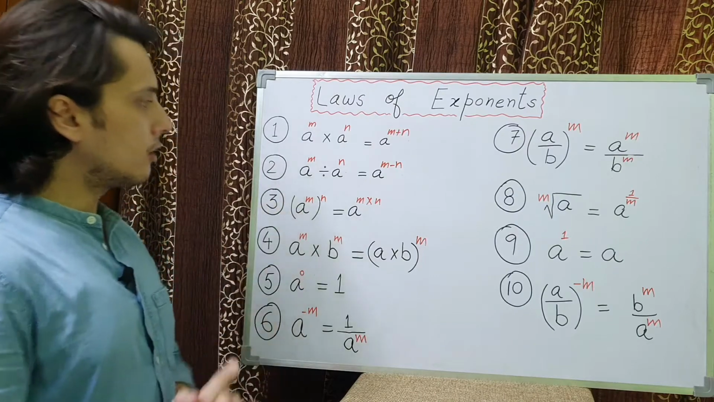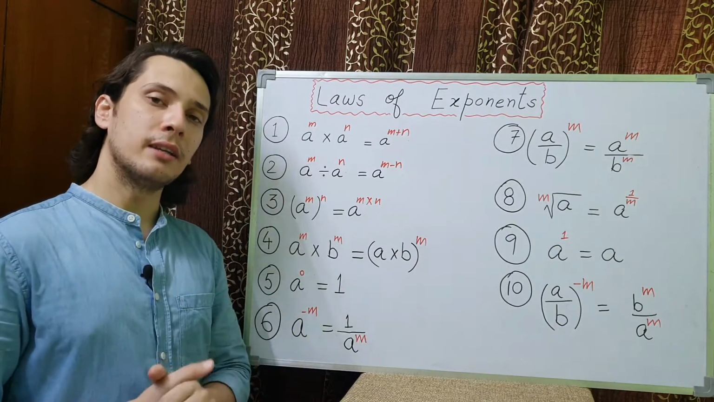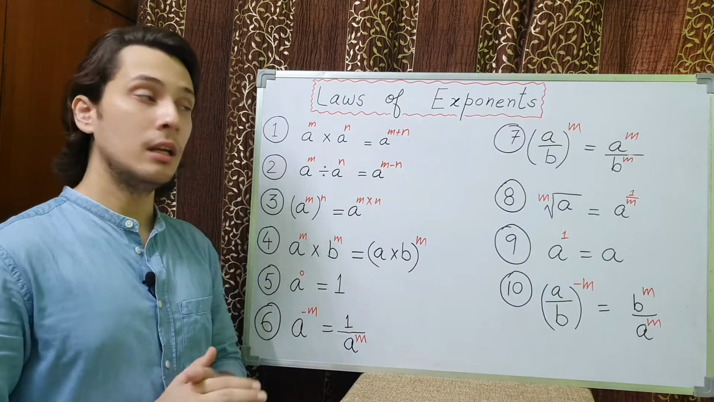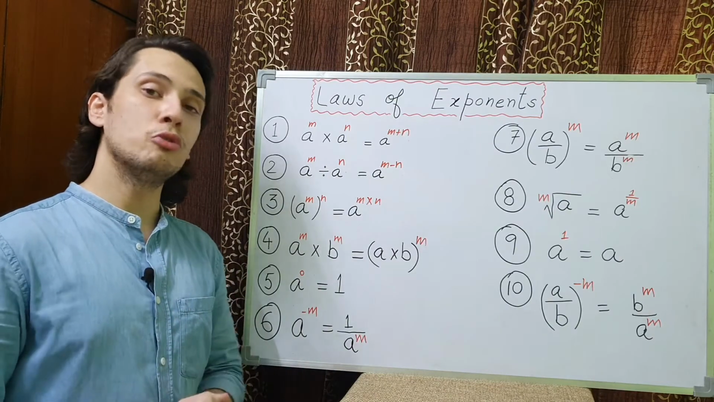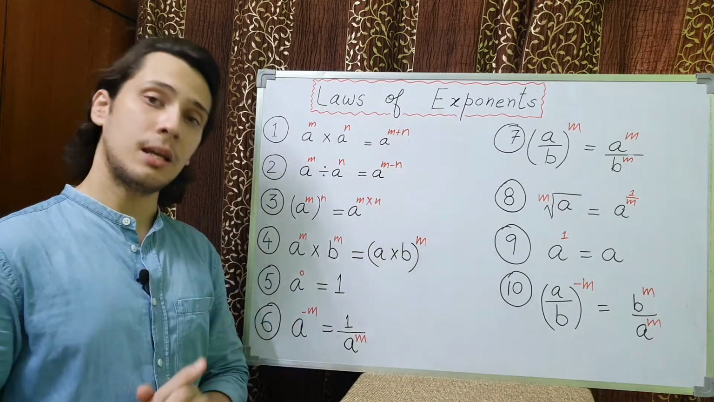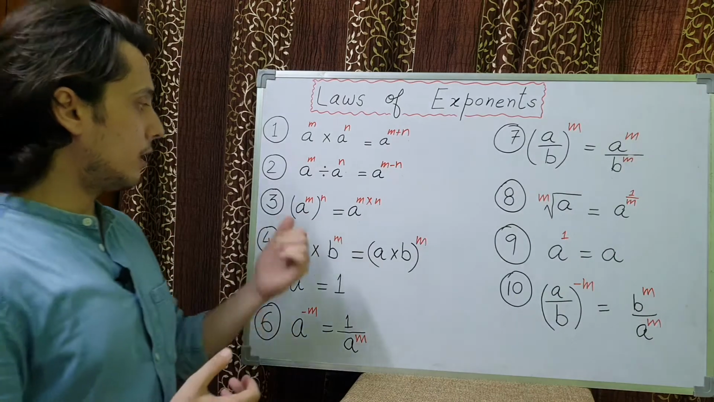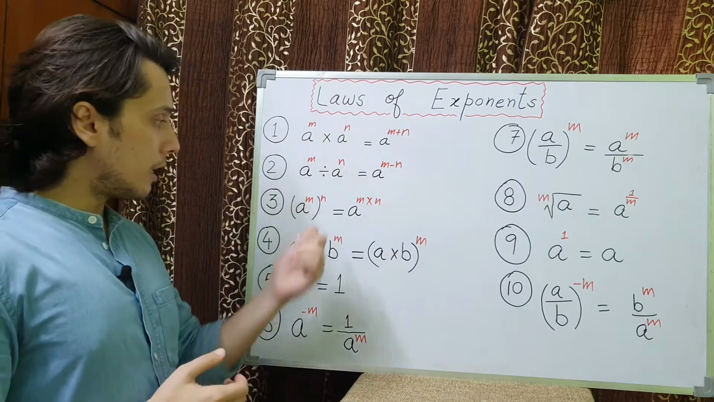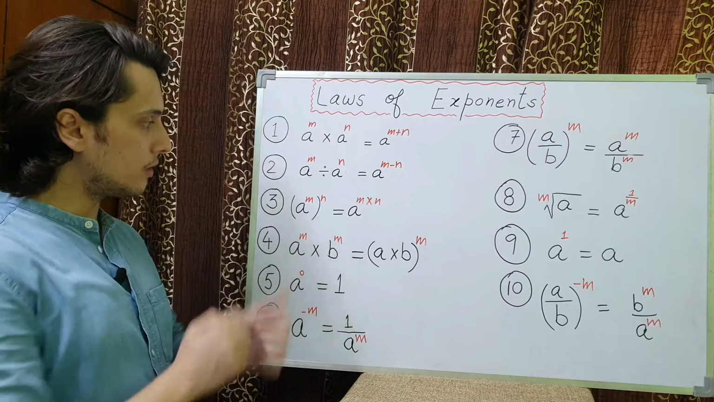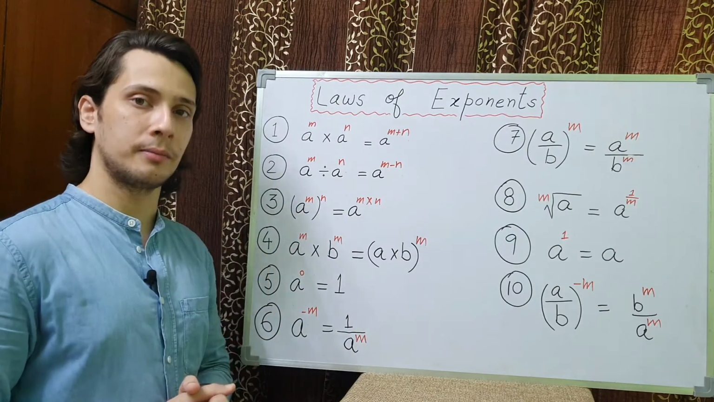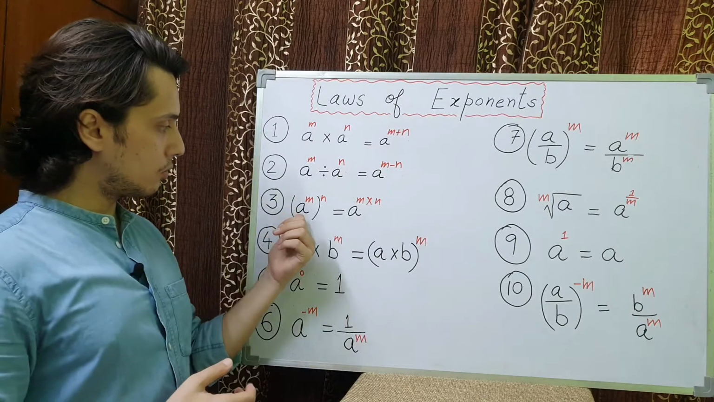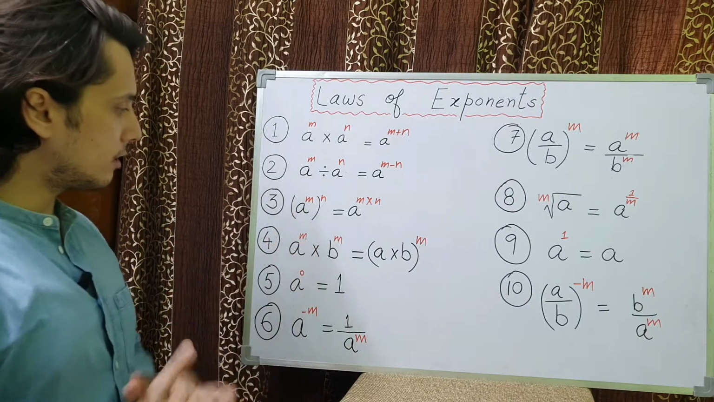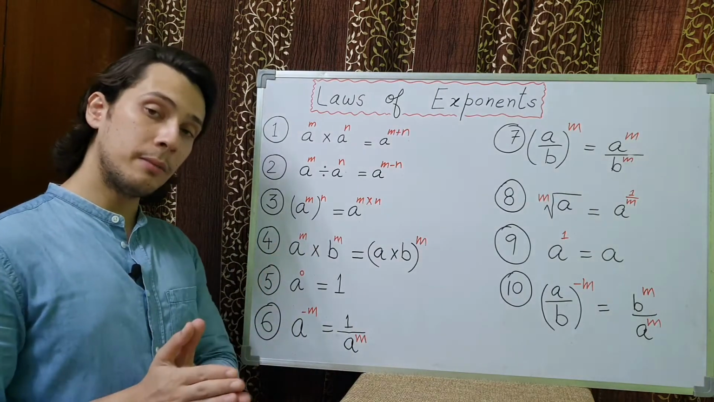The second law says a raised to the power m when divided by a raised to the power n gives you a raised to the power m minus n. All these laws are extremely useful in solving questions of these types. The next law is a raised to the power m in the bracket, and outside the bracket at the top, at the indices point, I have written n. So it means both of them will get multiplied. Likewise, a raised to the power m into n is equal to a raised to the power m into n.